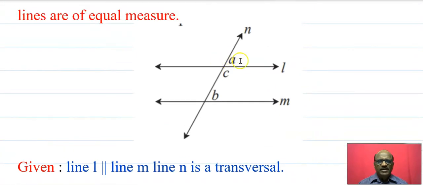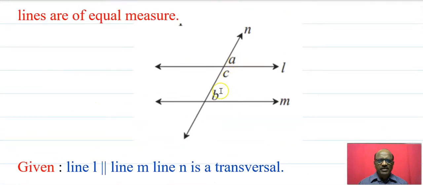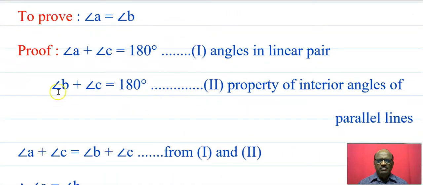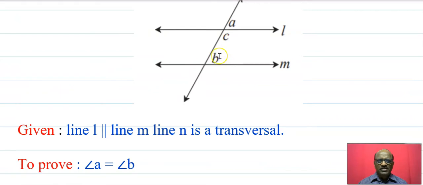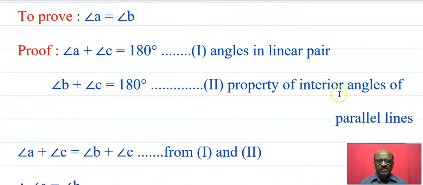Now see this, angle A and C are linear angles and the sum of their angles is equal to 180. Therefore, measure of angle A plus measure of angle C is equal to 180, angles in linear pair. Now the next, B plus C is equal to 180. B plus C is equal to 180. That is, we have just proved the properties of interior angles of the parallel lines.